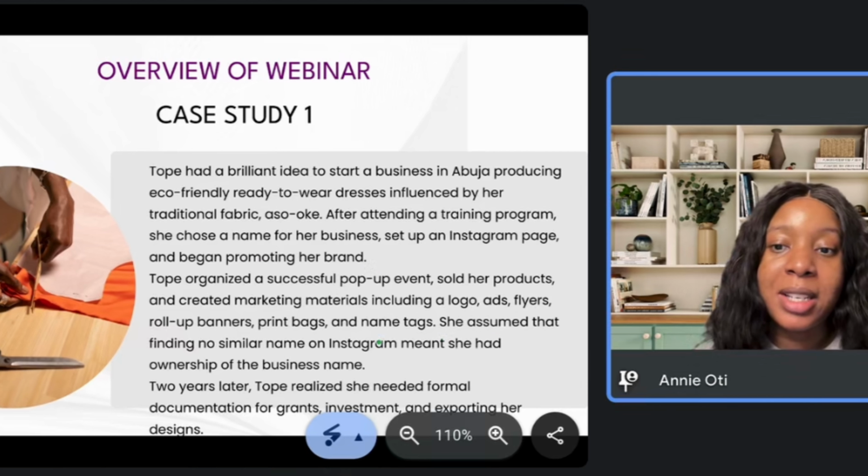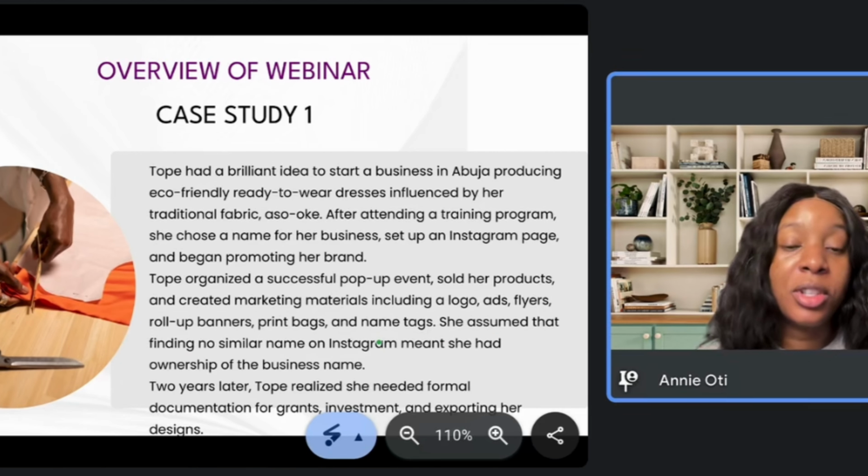Two years later, Tope realizes that she needs formal documentation because she needs to get grants in order to buy machines, in order to open a new store or to open her first store. She wants to get investment, she wants to get grants. And she told these people, the investors, that I've been in business for 2 years, and they're asking, okay, where's your documentation, your business registration that you were registered the year you said you began business? Apart from that, where is your financial documentation to say that you have been selling over the years and that you've made profit or that you've invested capital?